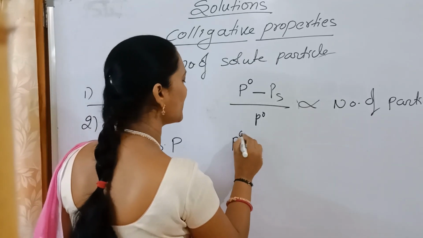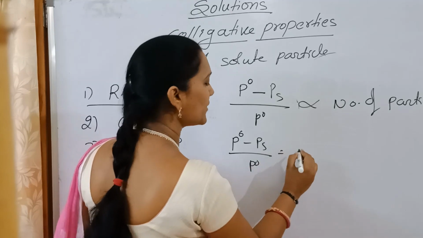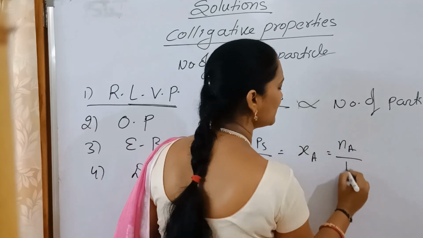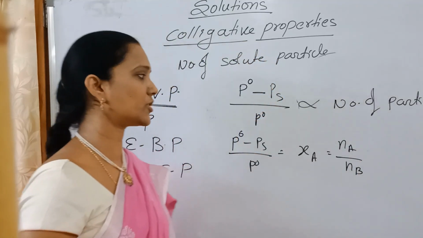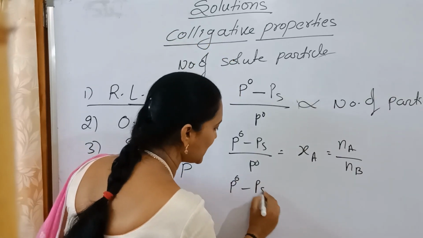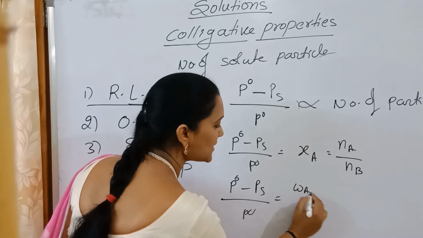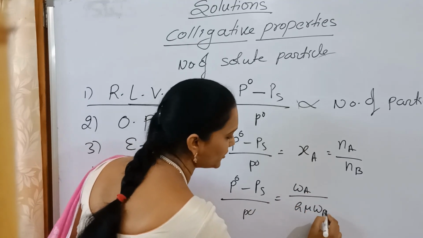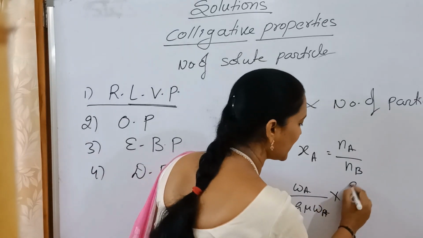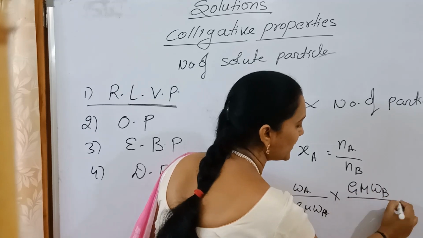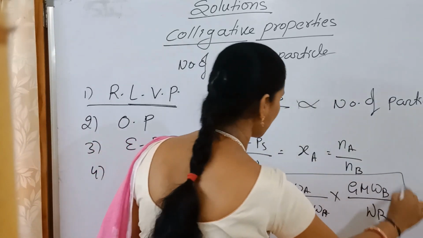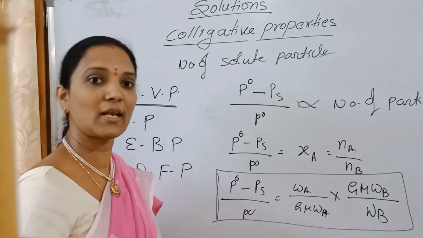Anyhow, what is the expression for P naught minus Ps by P naught according to Raoult's law? It is equal to Xc. Xc means what we are taking? Na by Nb, because that is applicable for very dilute solutions. So P naught minus Ps by P naught is equal to the mass of solute by gram molecular mass of solute, divided by the mass of solvent by gram molecular mass of solvent. So we can write it like this: gram molecular mass of solvent by mass of solvent. Yes or no?